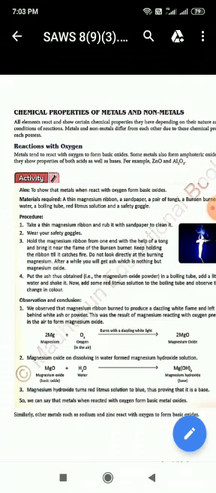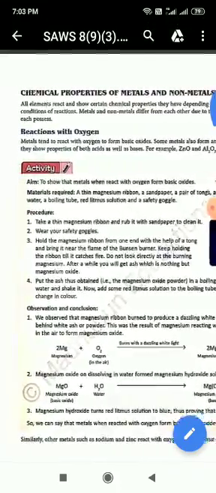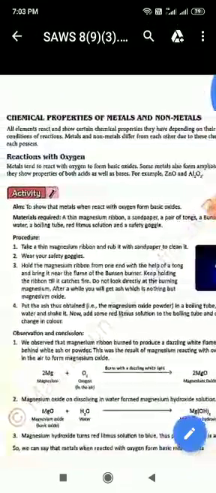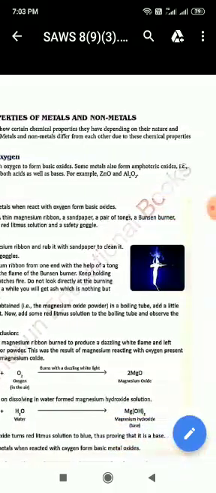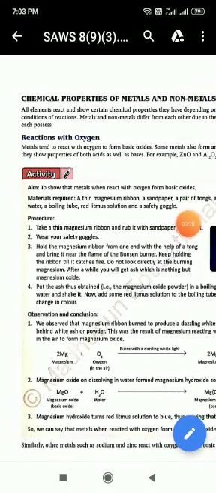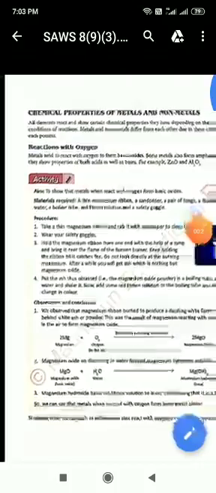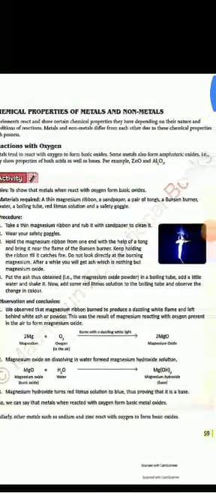So, the physical properties of metals and non-metals are completed. Now, we will read about the chemical properties of metals and non-metals. Metals and non-metals show different chemical properties. All elements react and show certain chemical properties depending on their nature and condition of reactions. Metals and nonmetals differ from each other due to these chemical properties also.